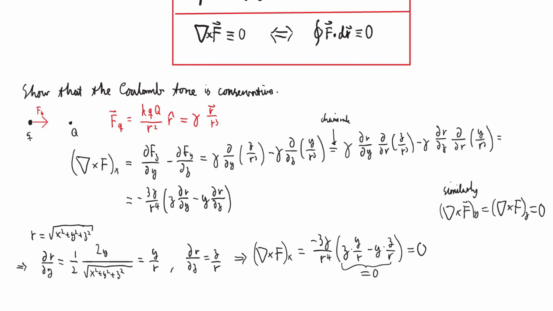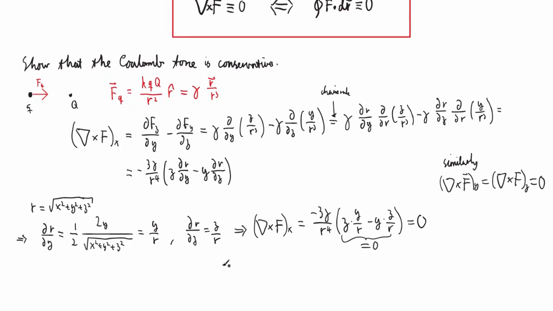So in other words, we've shown that the curl of the Coulomb force is identically equal to 0 everywhere, which proves the path independence of the path integral, which is what we set out to do.